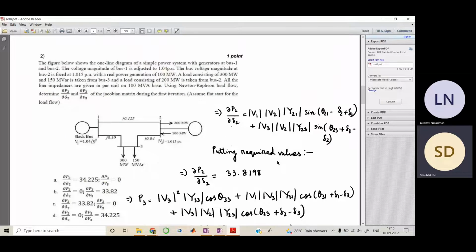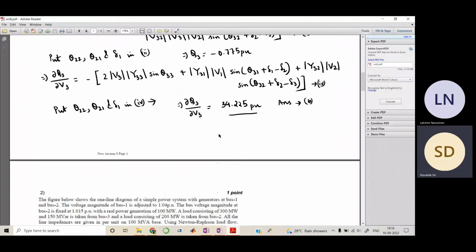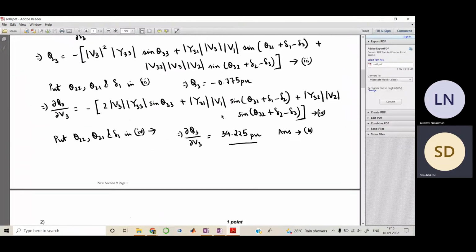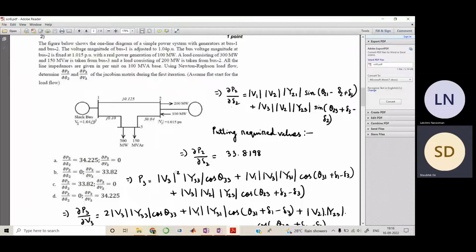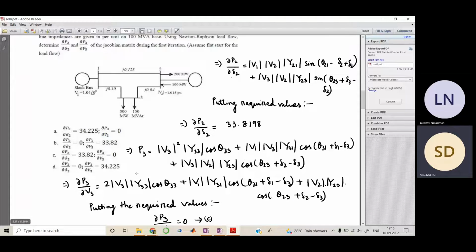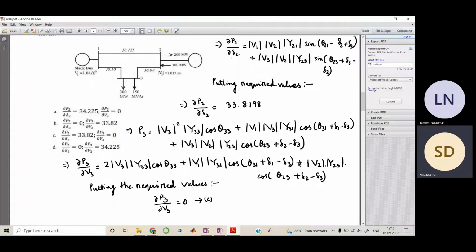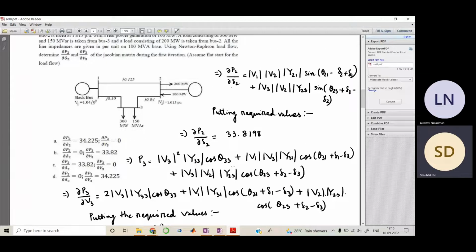So you again differentiate this P2 equation with respect to delta 2. You get this, you put the required values here, and you get this to be 33.8198, so 33.82 basically. And for P3, you know this equation, and they have told us to find del P3 by del V3. So this comes out to be 0, right? Pretty straightforward. So this is your option number C.